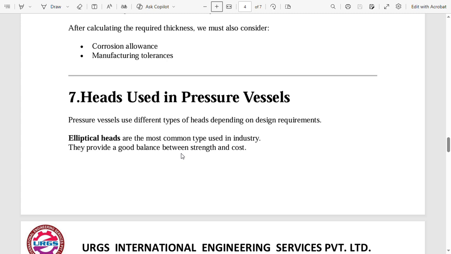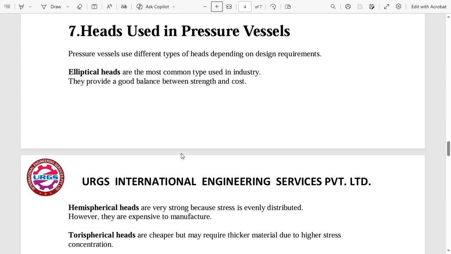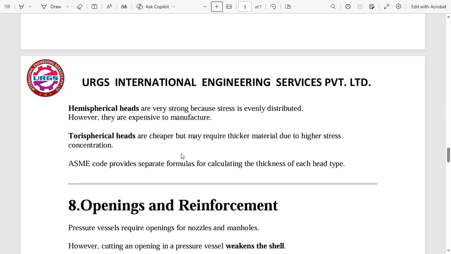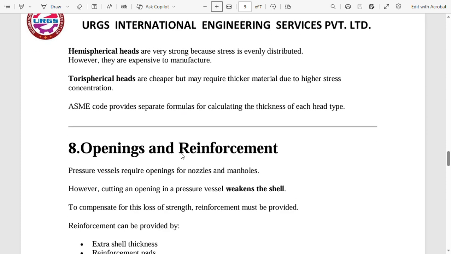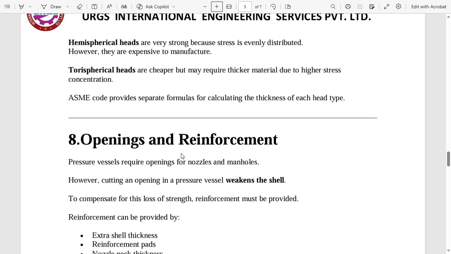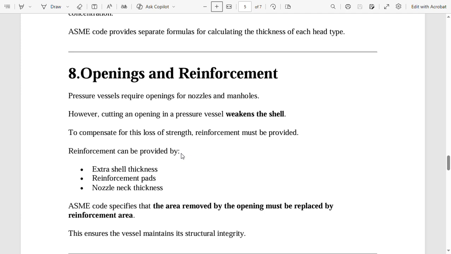Then next is heads used in pressure vessels. Pressure vessels use different types of heads depending on design requirements. Elliptical heads are the most common type used in industry. They provide a good balance between strength and cost. Hemispherical heads are very strong because stress is evenly distributed. However, they are expensive to manufacture. Torispherical heads are cheaper but may require thicker material due to higher stress concentration. ASME code provides separate formulas for calculating the thickness of each head type.